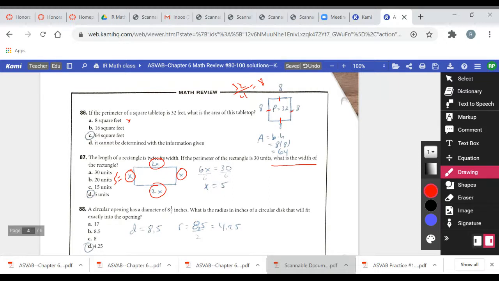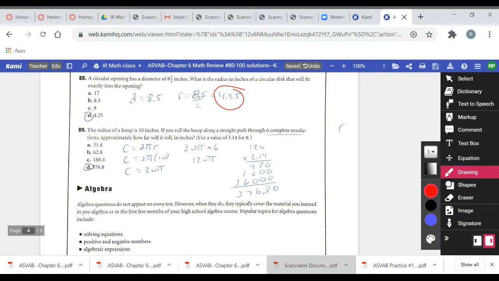On 88, it says a circular opening has a diameter of 8.5, or I wrote it as 8.5, and it wants to know the radius. So that's just knowing the fact that the diameter goes all the way across the circle through the center, and the radius just goes halfway from the edge of the circle out to the center. So if you know what the diameter is, you can just divide that by 2 to get what the radius is. So in this case, the answer is 4.25, which is D.